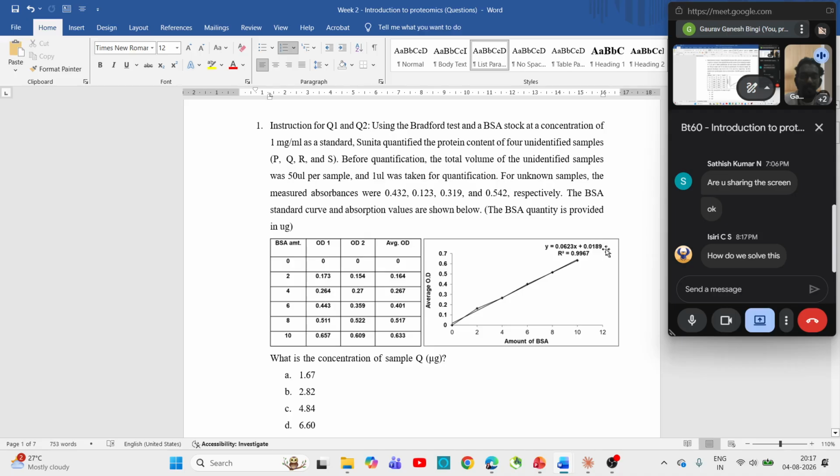So there's an equation here. This is the x-axis, y-axis, right? You have a value of OD with us, which is the y-axis. So you have this value 0.123 of Q. That's what the OD is for P, Q, R, S. So for Q, if the OD is 0.123, then Y is 0.123. Accordingly, solve this, you will get the X, and you can get the amount of BSA, the concentration of the sample.